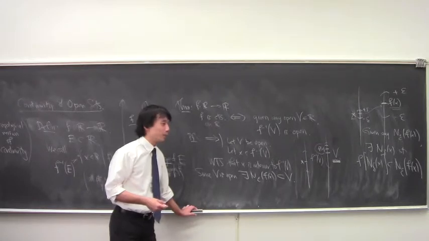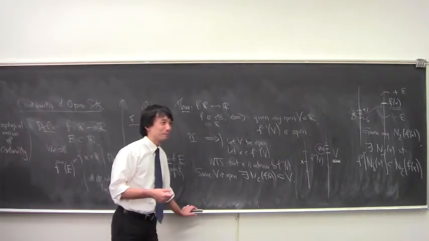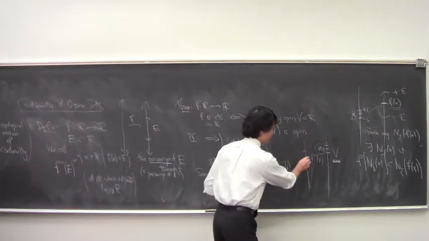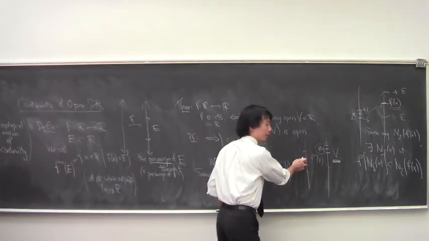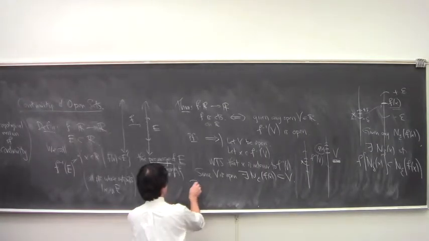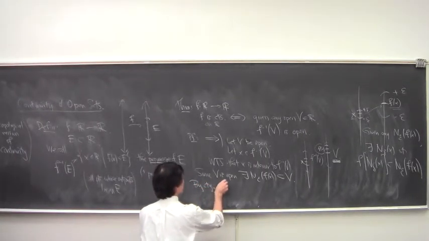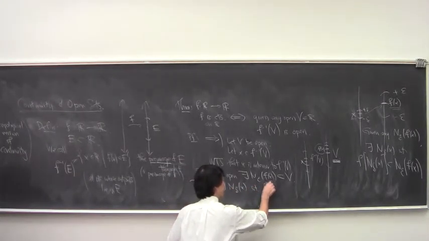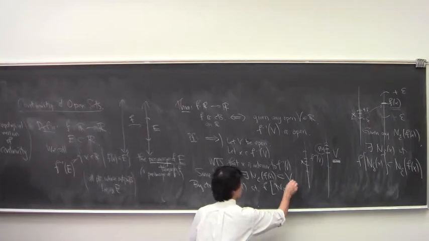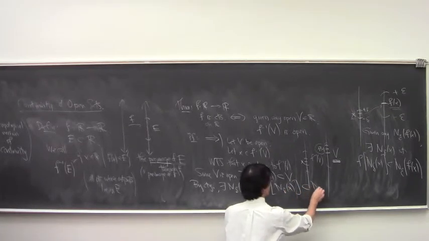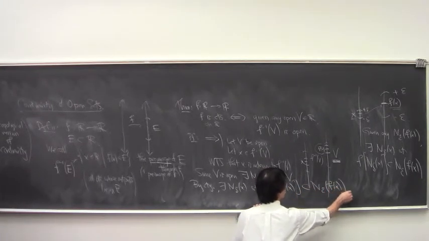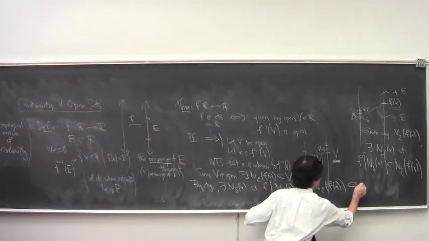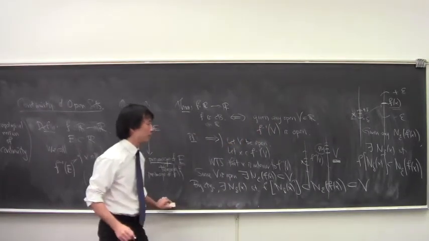What do we do with that epsilon neighborhood of f of x? You just map it to x. We know that by continuity, there's a delta neighborhood here. By continuity, there exists a delta neighborhood of x such that f maps it inside the epsilon neighborhood, which is inside of V.